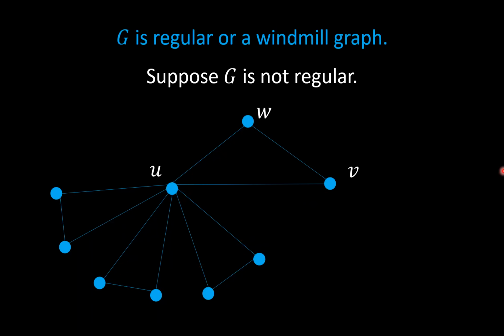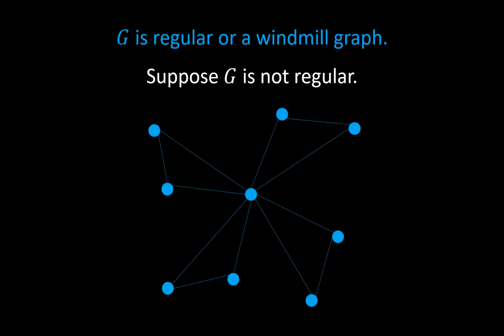And look what we just made. We ruled out all the other possibilities. What we're left with is a windmill graph. Okay. So now we know G is either regular or a windmill graph. So suppose G is k-regular.